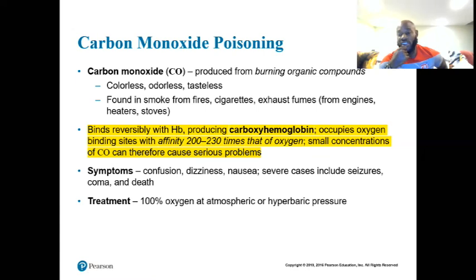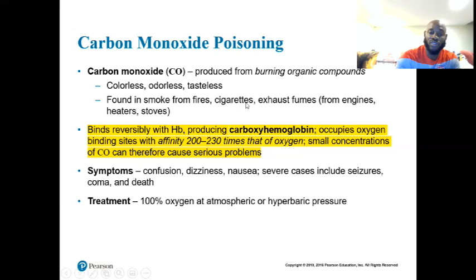So basically, it suffocates you because it doesn't allow your blood to bind oxygen. So you breathe in, but the oxygen can't get to your blood. Therefore, you basically suffocate because that oxygen can't get to your body. So small concentrations of carbon monoxide can be very problematic, causing confusion, dizziness, nausea, and even death. And what can we do to help treat that? Increase the partial pressure of oxygen by putting you in a hyperbaric chamber, for instance. All right, that's why carbon monoxide is so dangerous.